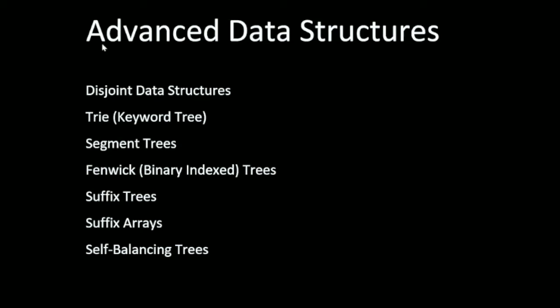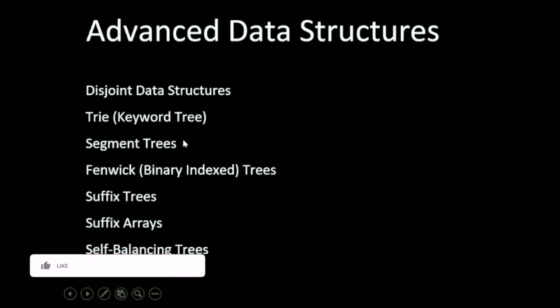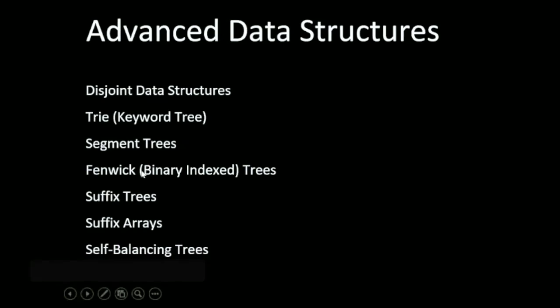Advanced data structures include disjoint set structures like union find, the trie data structure, which is used for word recommendation, and segment trees, which are used for finding the minimum or maximum in a range, that is range minimum queries or range maximum queries, where you have multiple queries. A Fenwick tree is a variant of a segment tree and is similar. A suffix tree is also a variation on segment trees, but they are used for different problems. There is one called suffix arrays, used in string matching related problems.